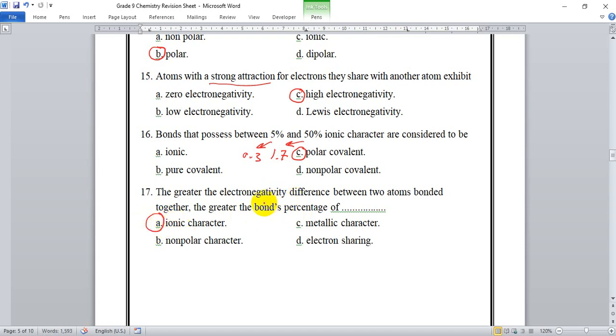Okay, this is a review of chapter 6, section 1 in chemistry.